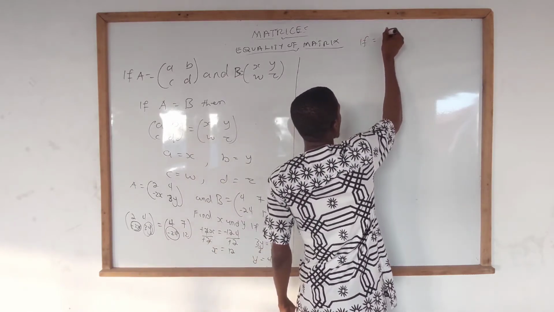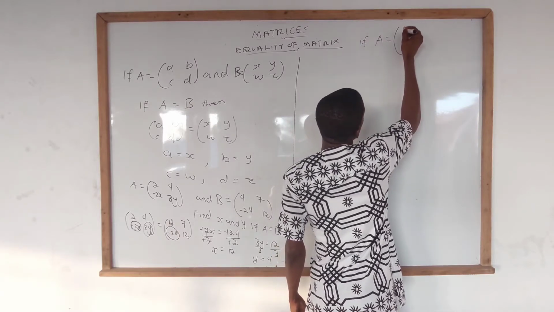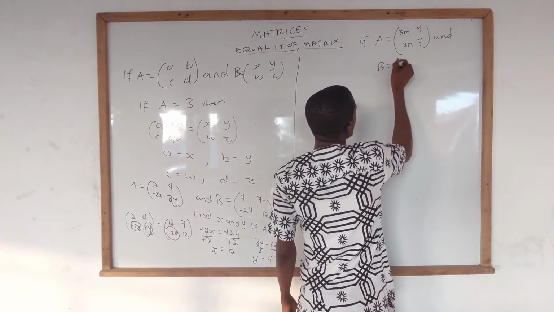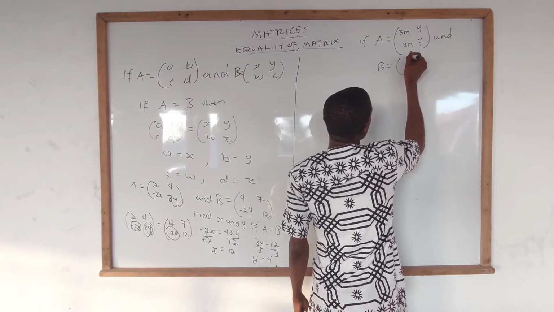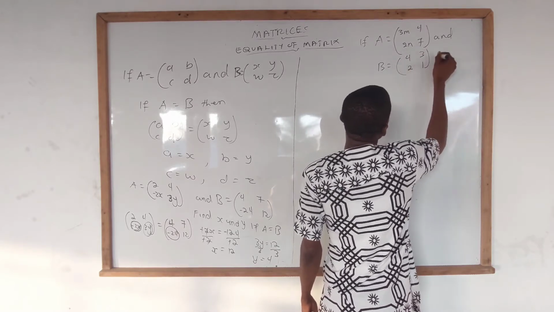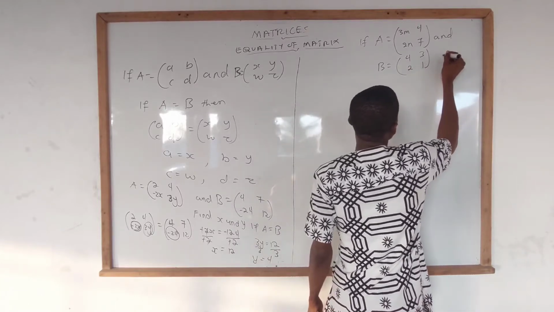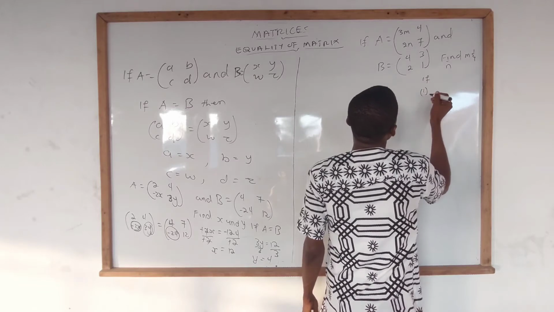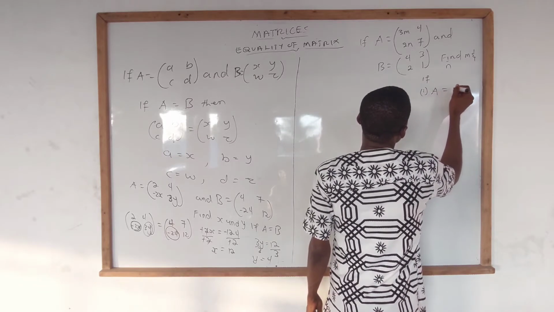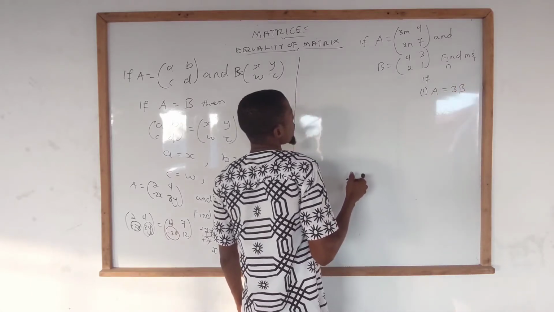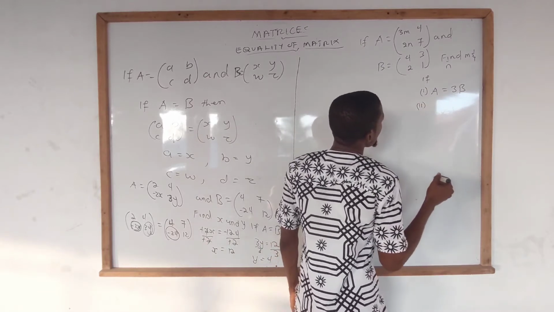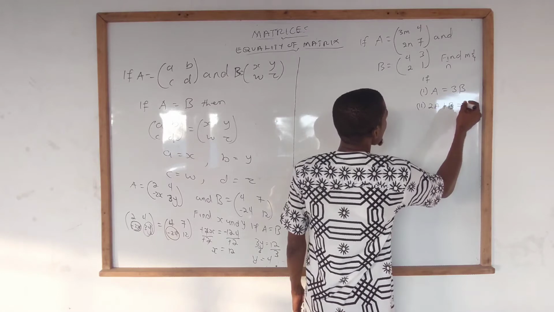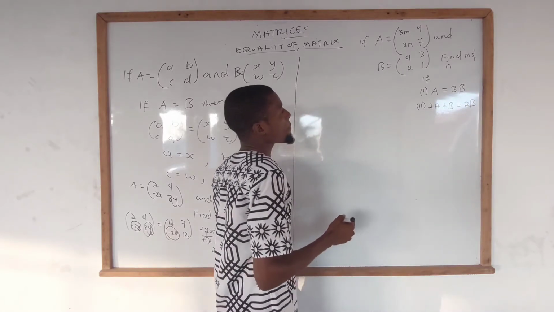So let's solve a question like this, right? For instance, if I have a vector A equals 3m, 2, 7, and I have B equals 4, 3, 2, 1, then, okay, if I tell you to find m and n if, let's say, A equals 3B, and then 2A plus B equals 2B, something like this, okay?